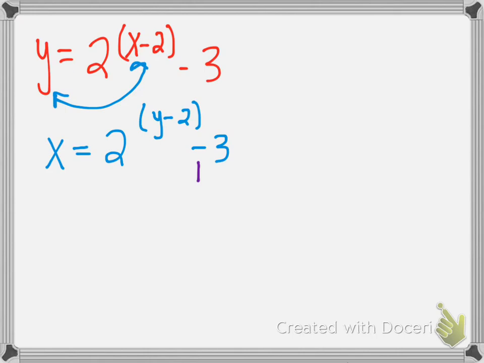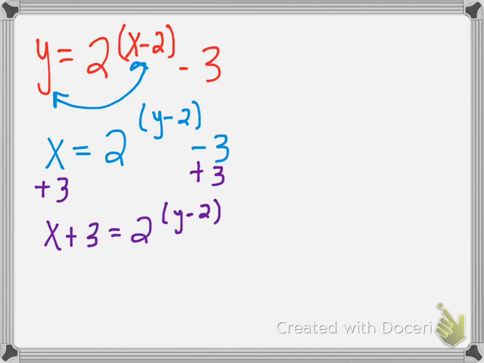So the first process of that is you have to get the base by itself, because we're going to rewrite this as a logarithm, because that's the inverse of an exponential. So you've got to get that variable, its base and the exponent, by itself. So we're going to add 3 to the other side. So we're going to have x plus 3 equals 2 to the y minus 2.